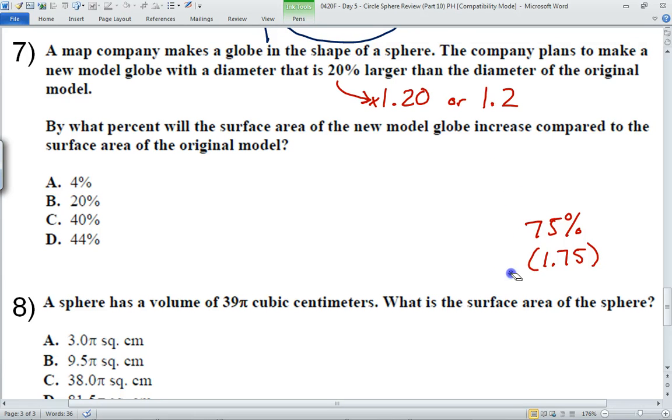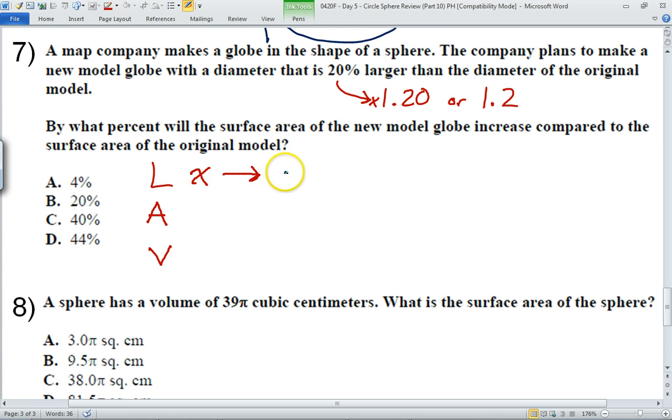Okay, so let's apply that to this type of problem. So I want it to increase by 20%, so I'm going to multiply by 1.20. Now, we're talking about what happens when we increase length and then what happens to area. So let's do our normal calculations where we do length, area, and volume. I just always like to do them all. So if the original length was x, the new length is going to be 1.20 times x. And again, the 0.20 right here represents my 20% larger.